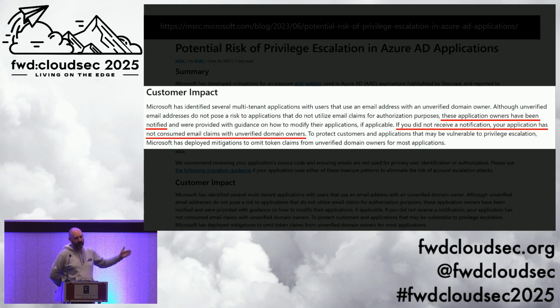The TLDR here is that Microsoft looked at applications, and if they believed an app was using this email claim, they notified the owner of the app on how to remediate things. Again, underlined: if you did not receive a notification, your application has not consumed email claims with unverified domain owners. So my interpretation is they're basically saying, if we didn't notify you, then you don't need to worry about anything. Then they have some mitigations to protect customers and applications that may be vulnerable, and we'll dive into those mitigations a bit down the road.